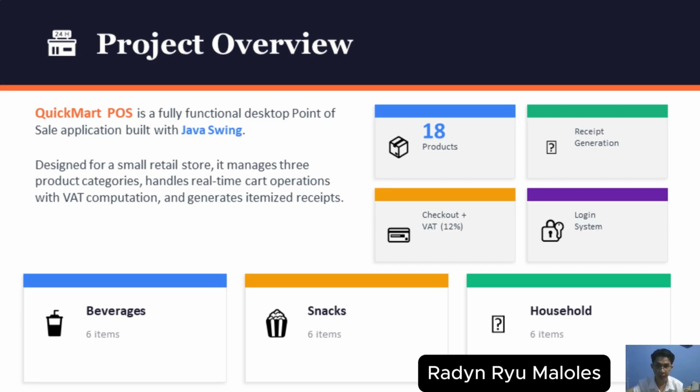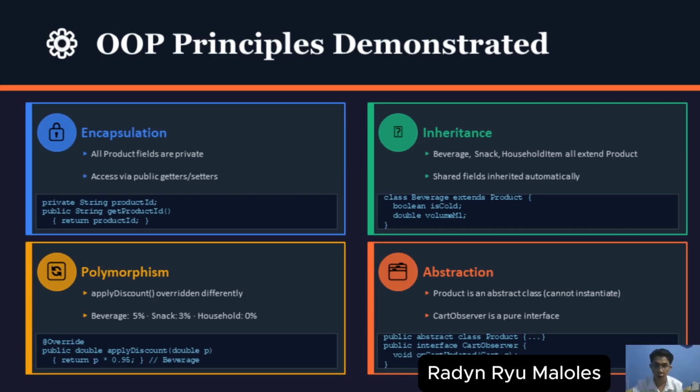To make the system scalable and organized, we strictly applied the four pillars of OOP. First is encapsulation. All product fields like ID, name, price, and stock are kept strictly private and only accessed via public getters and setters to protect our data.